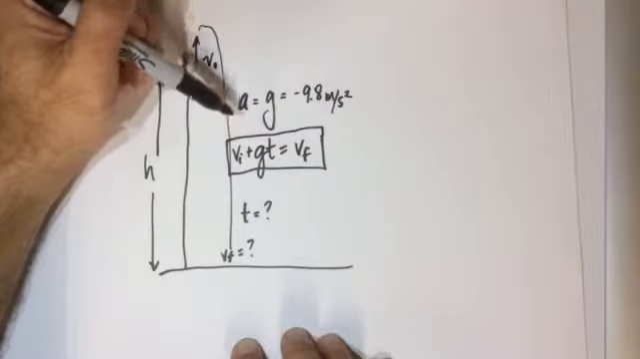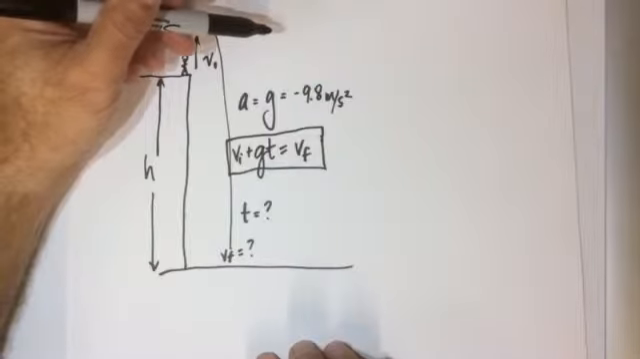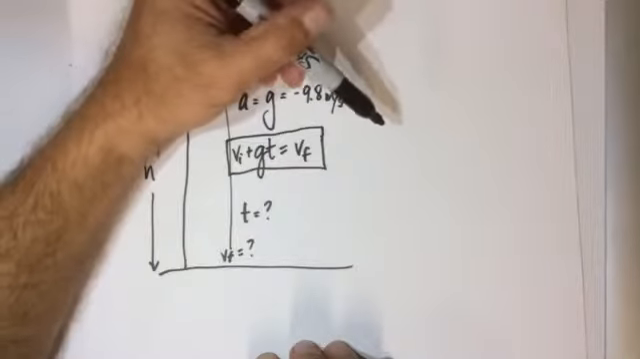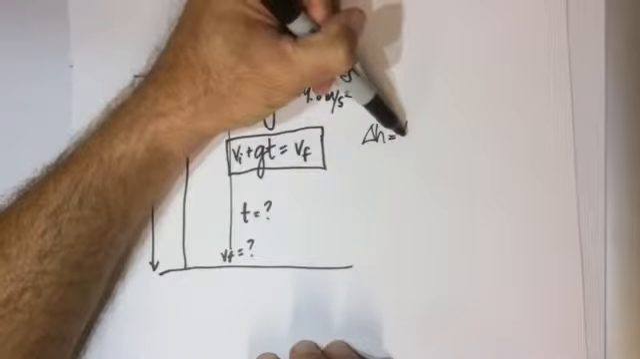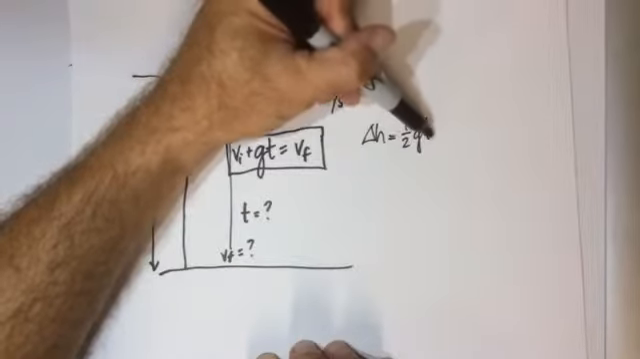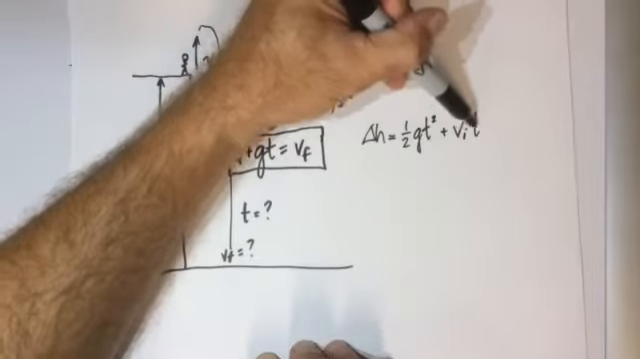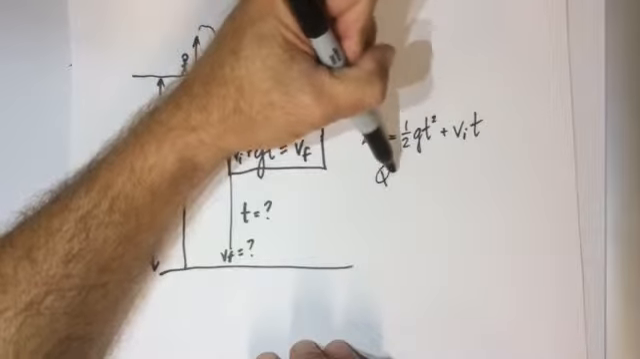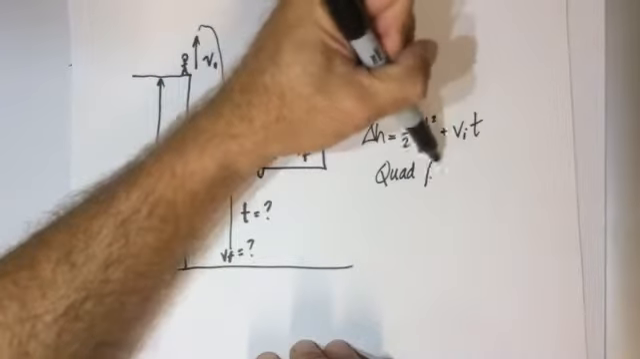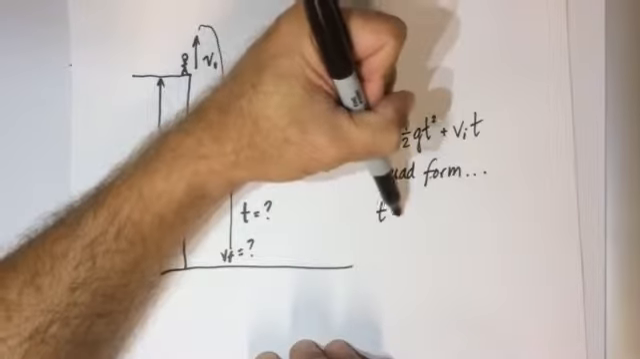The time then would have to be derived from the change in height is equal to 1/2 gt squared plus v initial t, and apply the quadratic formula to get t.